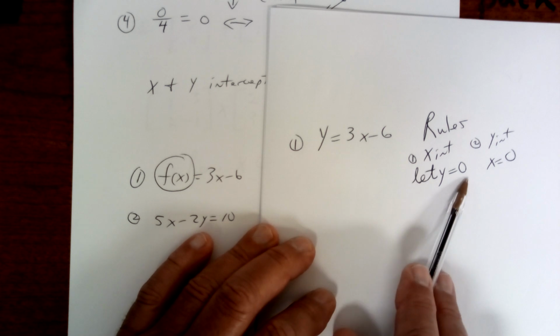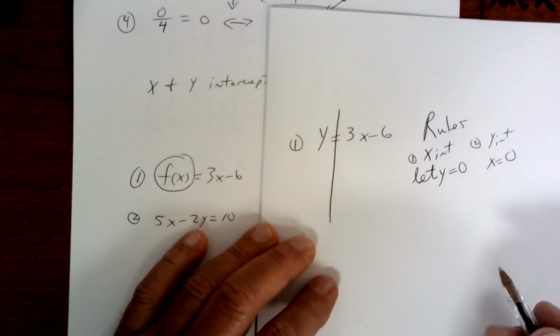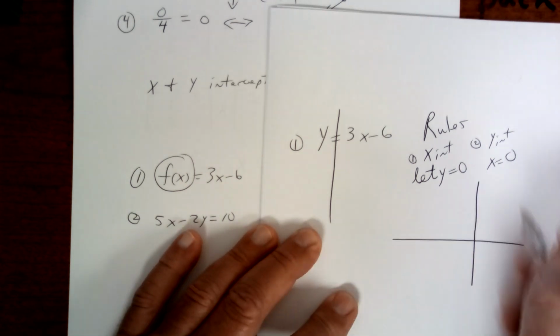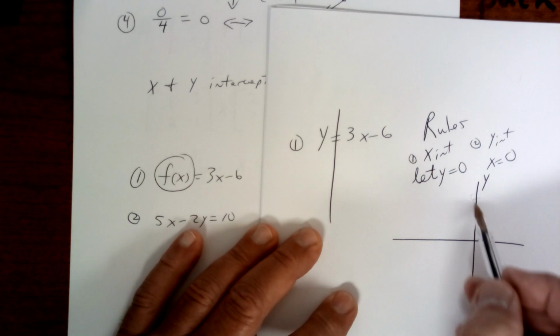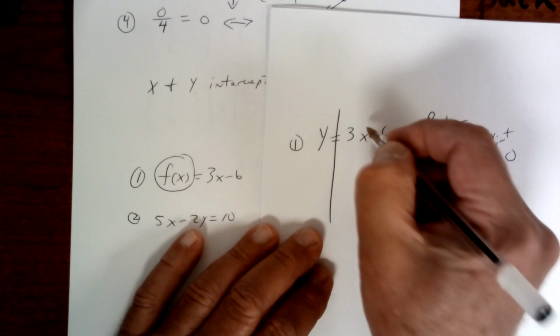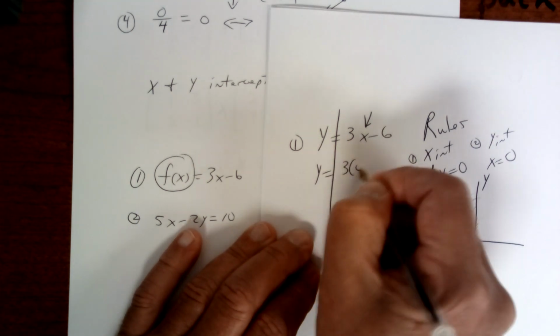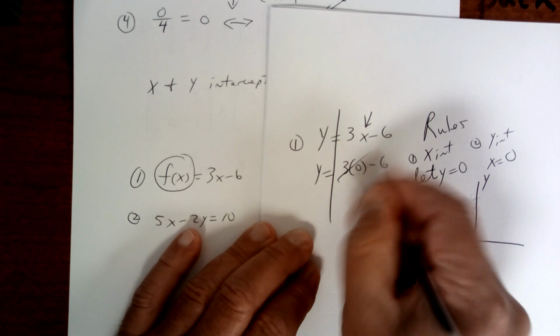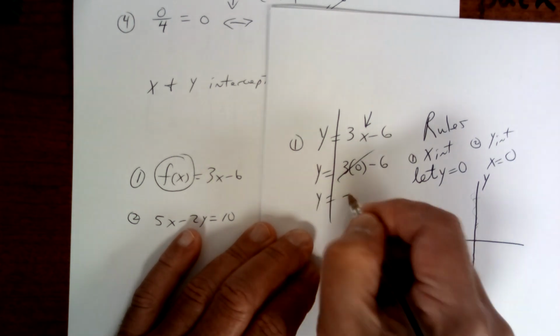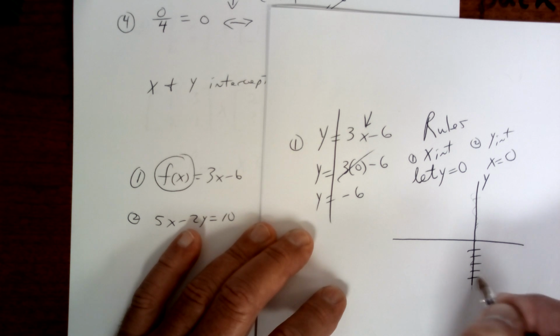So here we go. Let's say I want to find the y-intercept. Now what we're talking about is where it crosses the y-axis. Where does it hit the y-axis? So we're going to let x equal 0. So we're going to have y equals 3 times 0. This is 0, and you get y equals -6. So the y-intercept is down here at -6.